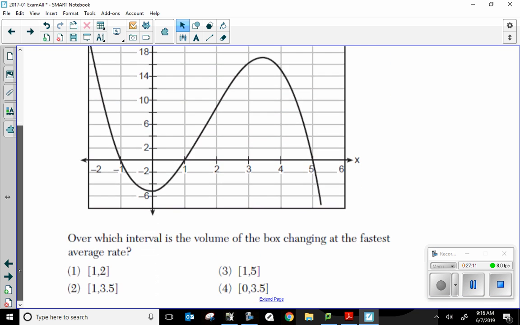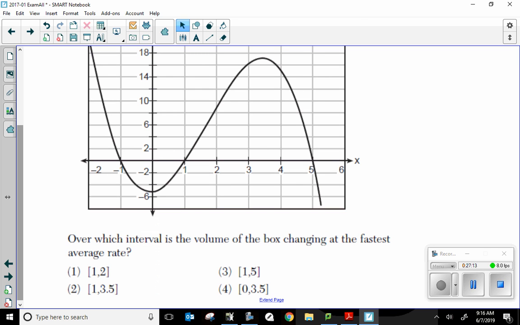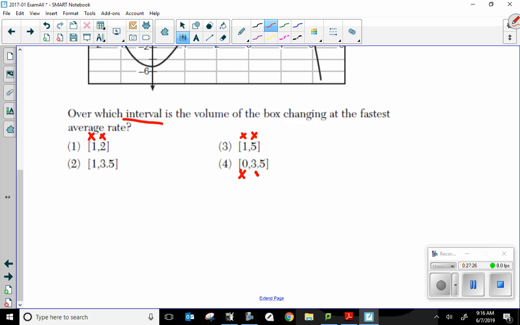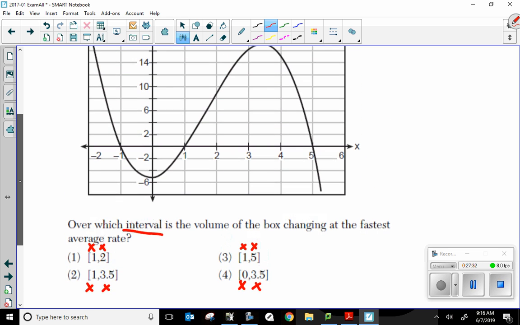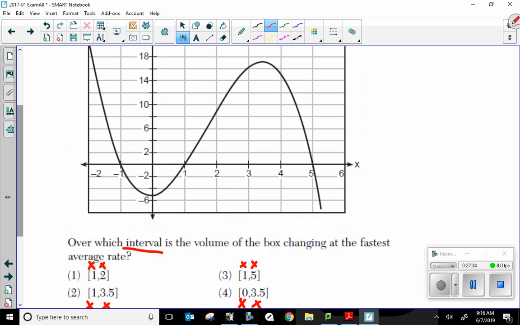There's our graph. Nice, beautiful. Over which interval? Again, these are intervals. That means when x is 1 to when x is 2. These are not coordinates, okay? This is from when x is 1 to when x is 5. When x is 0 to when x is 3.5. When x is 1 to when x is 3.5. These are intervals. Which interval is the volume of the box changing at the fastest average rate?